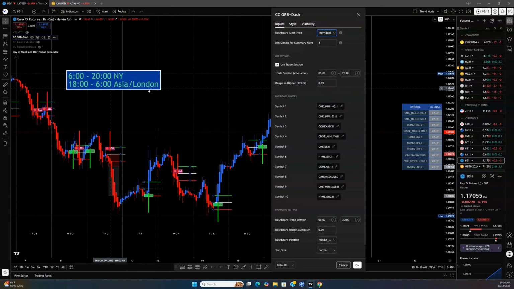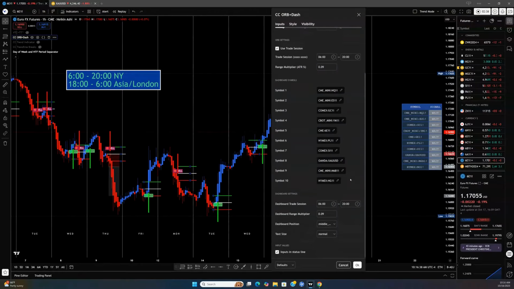And then Asia, you can change it from 18 to 6, Asian to London. Okay, that way you can catch the opening range during those 2 sessions if you choose to trade that session. Okay, I'm just going to keep mine on New York. Range multiplier is going to be 0.09. Okay, you're going to do that for both the dashboard and the ORB settings.